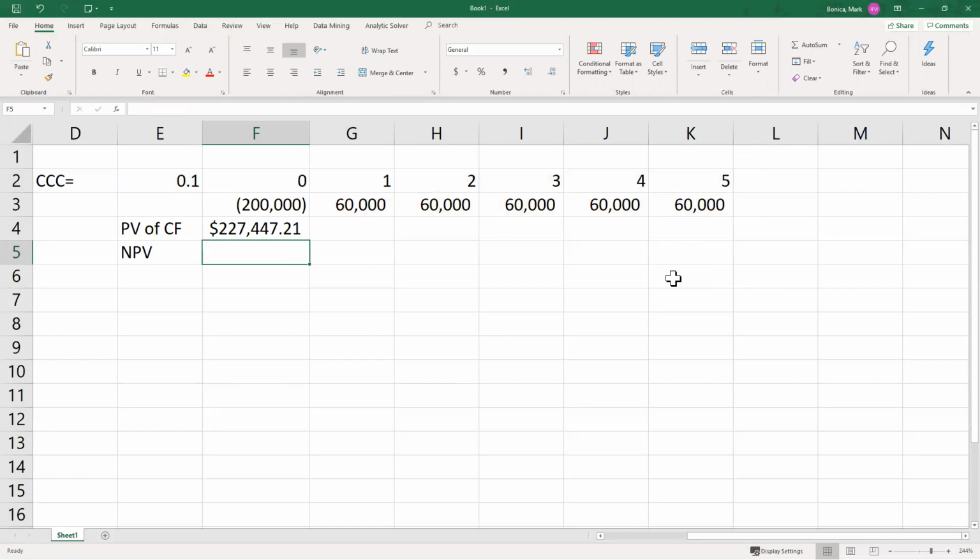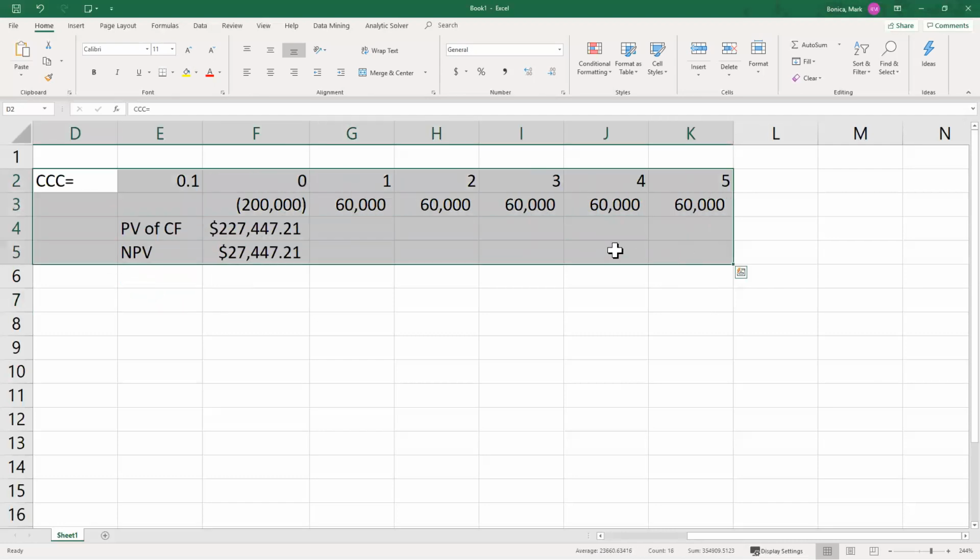To get the NPV, we add the present value of the future cash flows plus the initial investment, and we come up with a positive NPV of 27,447. So by our rule, an NPV greater than 0 means that the returns in the future still exceed the value of the investment based on the corporate cost of capital.